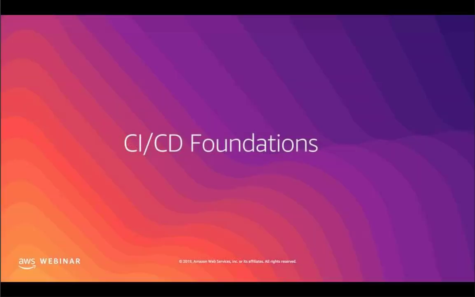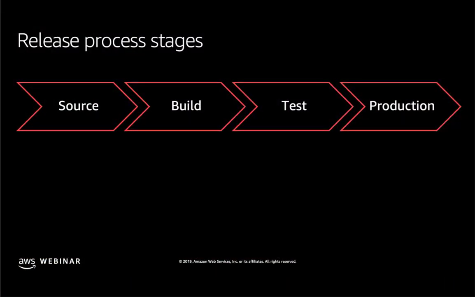So let's talk about some foundations here. There are four release stage processes when it comes to taking your code to production. The first one is the source stage. This is where your developers are writing their code, and when they're done, they check their code into a version control repository, for the purposes of this webinar, let's say Git. After they do that, there's a peer review of their code. After that's done, it goes to the build stage.